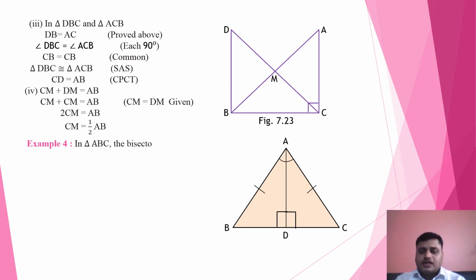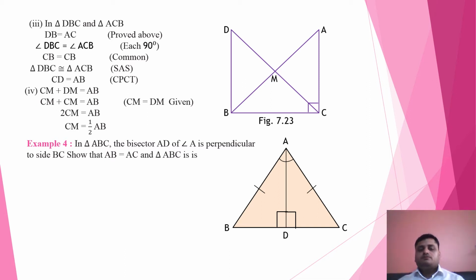So here in this triangle, the bisector AD of angle A means that it bisects angle A. The bisector AD of angle A is perpendicular to BC. It is given that in triangle ABC, the bisector AD of angle A is perpendicular to BC. We need to show that AB is equal to AC.